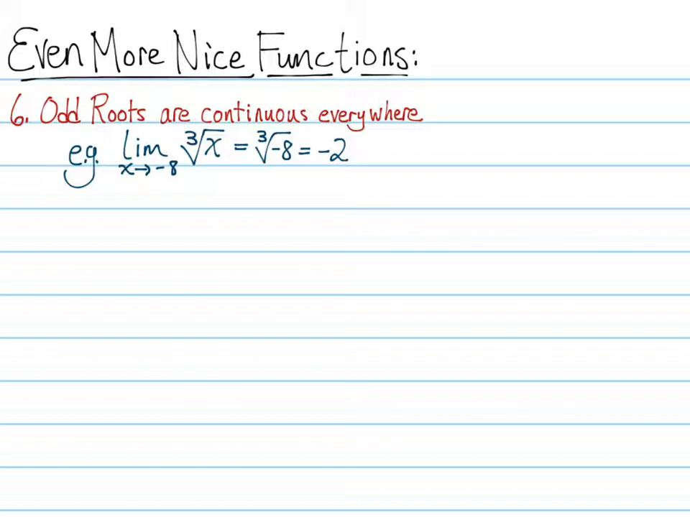Now roots. We have different types of roots. We have square roots and cube roots and fourth roots and so on. We split roots into two types, the evens and the odds. The odds are actually easier, so we talk about them first. Odd roots are continuous everywhere. So if you're trying to take a limit of a cube root, then you can just go ahead and take the cube root of the value.